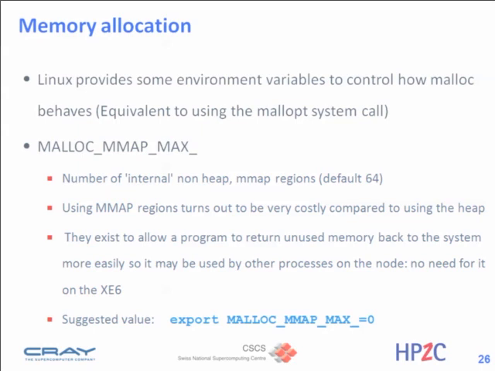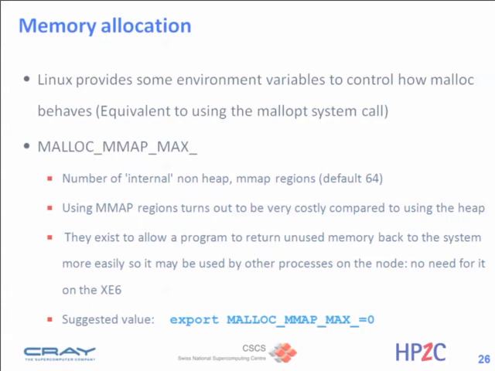Some general and programming considerations to get efficient codes on the Cray XE6. Memory allocations. We are using a Linux operating system, so there are features in Linux that make sense on a general Linux box and don't make sense on a Cray machine for many reasons. In particular, the main reason is that on the Cray you are not sharing the compute nodes.